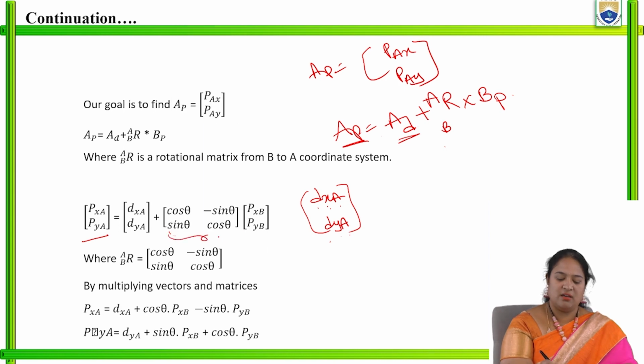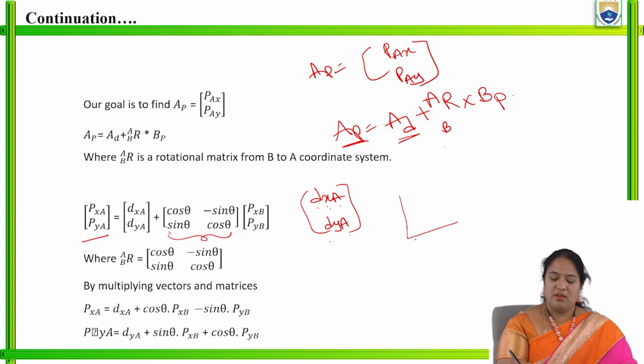As we have seen in the rotational matrix geometry, when we have the axes in this form, this will be cos theta, this will be sin theta, and this will be minus sin theta. So the rotational matrix for B to A is cos theta, minus sin theta, sin theta, cos theta. And the vector for the coordinate B we have found as Pxb, Pyb.